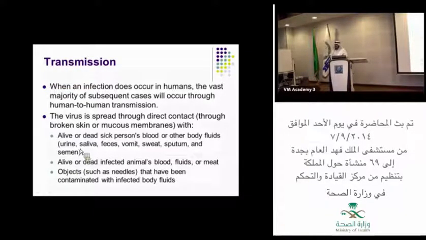And this includes not only blood, but also urine, saliva, feces, vomit, sweat, even sweat, which is interesting. For example, HIV cannot survive in sweat, but Ebola may survive in sweat, even though it's a very salty solution, but this virus can survive it. Sputum and semen. All contact with body fluids from alive or dead infected animals may also be the cause. And also contact with objects, such as needles or other equipment contaminated with the patient's secretions.